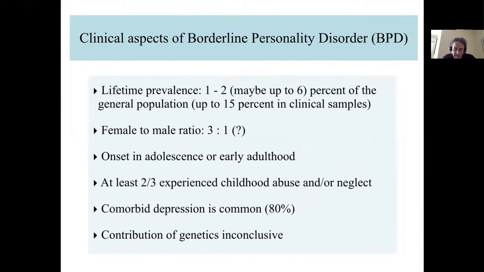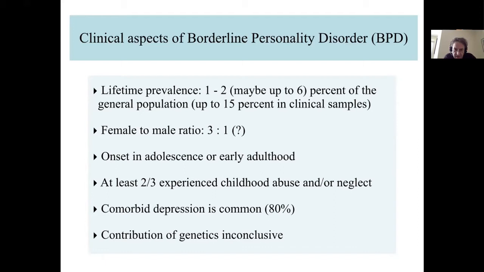So let me briefly summarize a few clinical aspects. It's known that the lifetime prevalence of BPD is quite high. Several studies suggest a prevalence of 1 to 2% in the general population. Some say it might be even up to 6%. And definitely it's more frequently found in clinical samples with figures of at least 15% or even more in psychiatric hospitals as a comorbid condition at least.